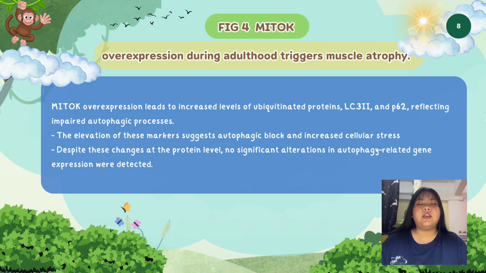Fig 4. Mitochondrial overexpression triggers muscle atrophy. Mitochondrial overexpression leads to increased levels of ubiquitinated proteins, LC3II and p62, reflecting impaired autophagic processes. The elevation of these markers suggests autophagic block and increased cellular stress. Despite this change at the protein level, no significant alterations in autophagy-related gene expression were detected.